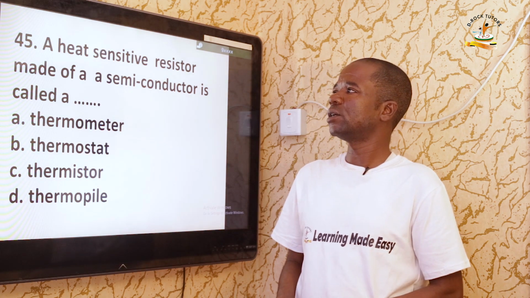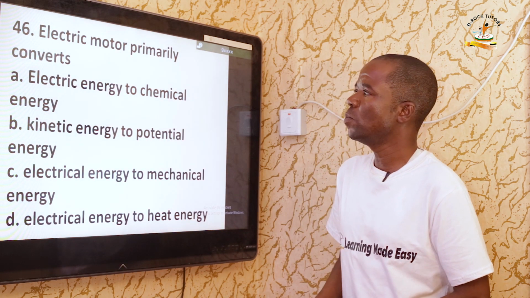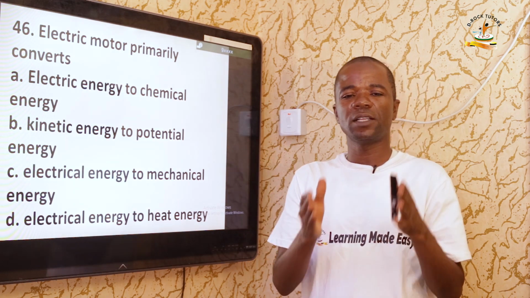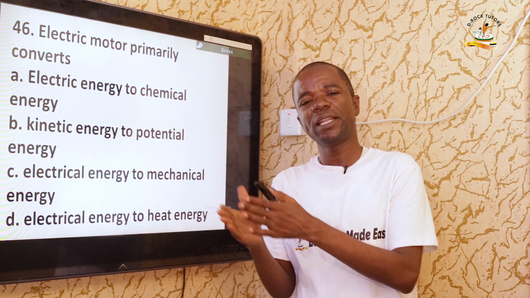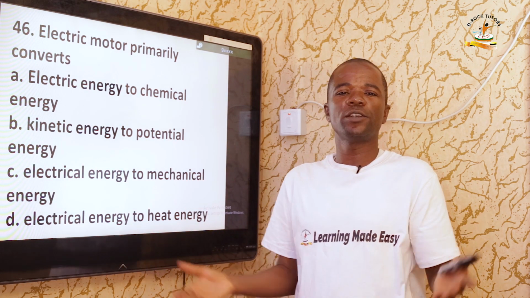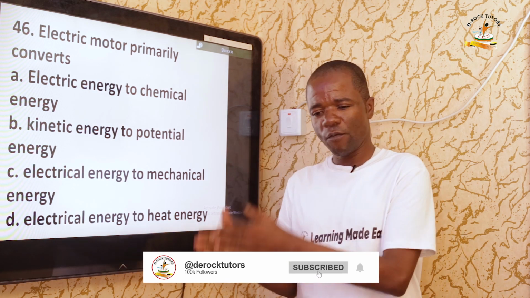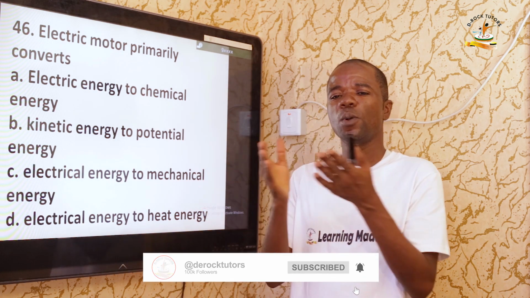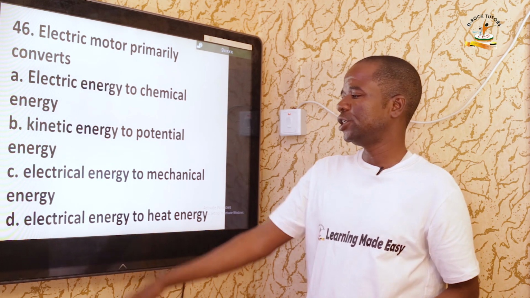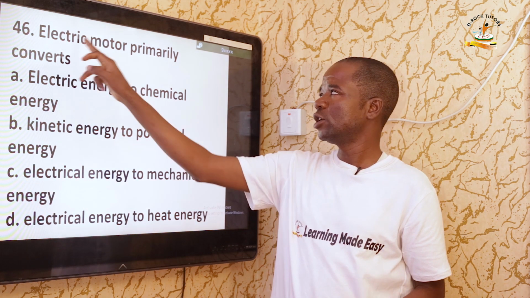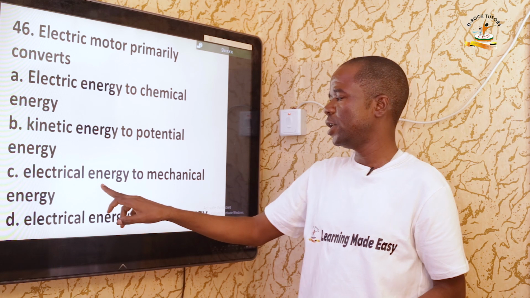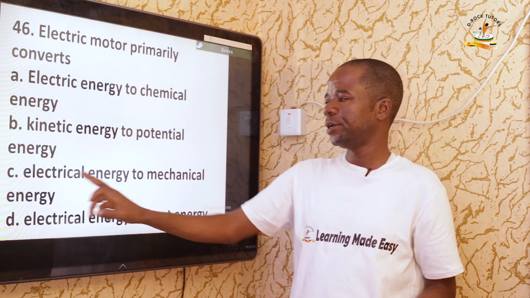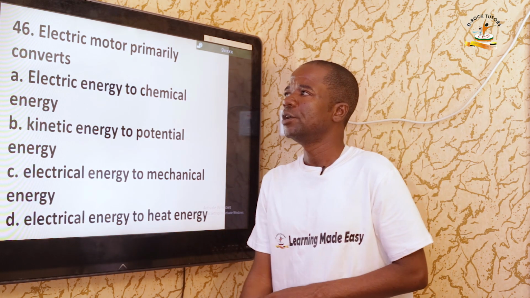Let's go to number 46. An electric motor primarily converts electrical energy into mechanical energy. That's what an electric motor does. An electric motor converts electrical energy into mechanical energy. That is option C. Option C is the correct answer.